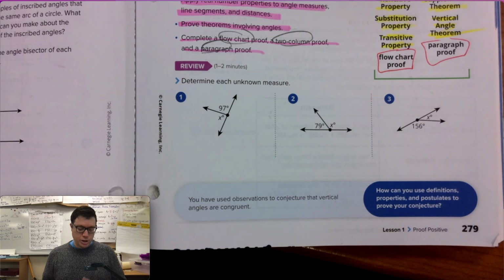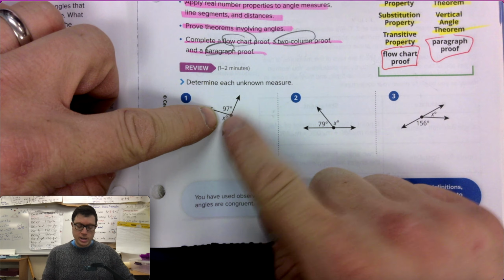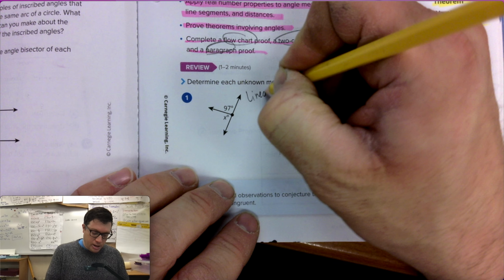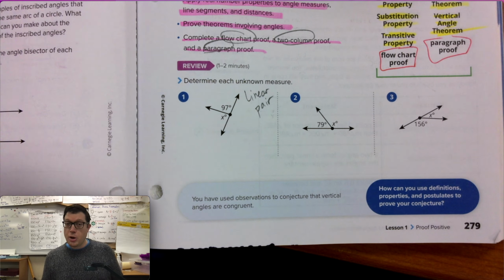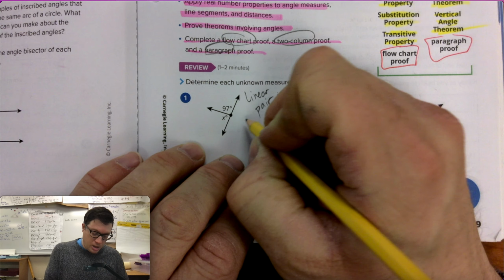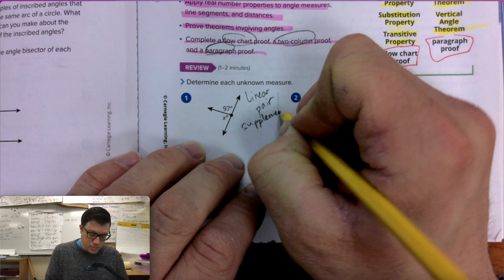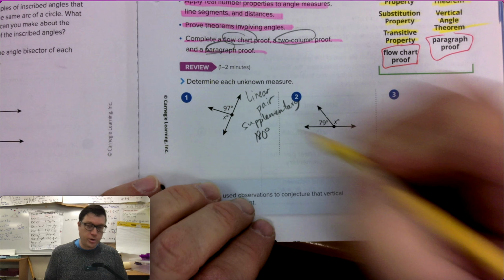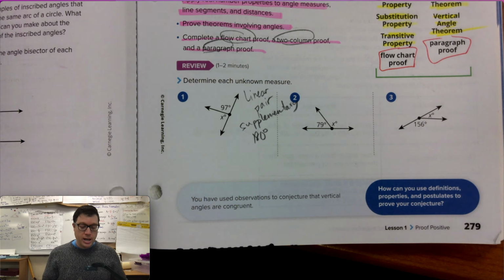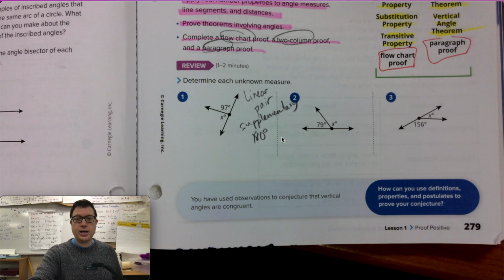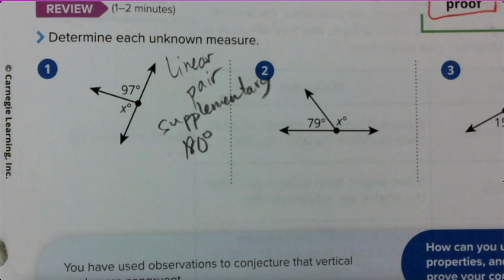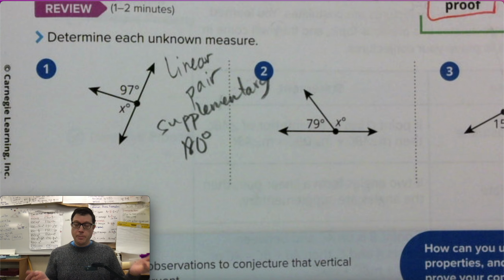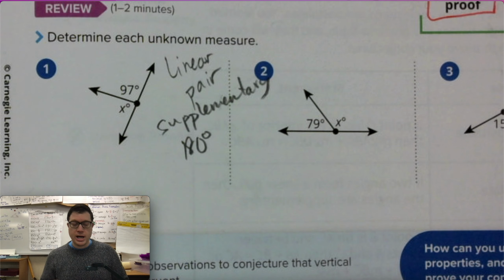Determine each unknown measure. Here we have 2 angles. They make a straight line. When 2 angles make a straight line, they make a linear pair. And a linear pair means that those 2 angles are supplementary. And when 2 angles are supplementary, that means they add up to 180 degrees. So that's all stuff that you got to recognize right away in the beginning of this problem. Not that I need to see it from you all the time, but I do need you to understand that 2 angles that make a straight line form a linear pair. That makes them supplementary, and together they add to 180.